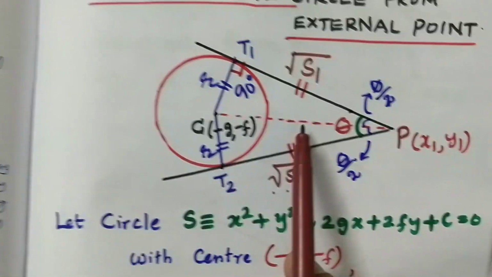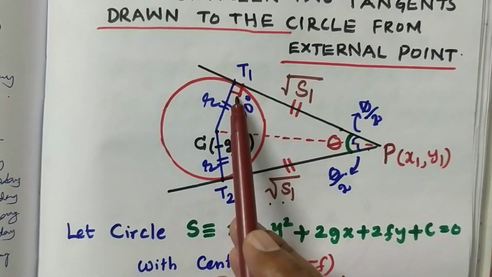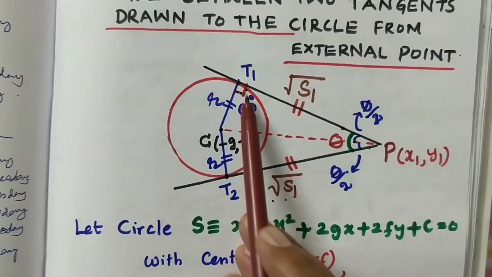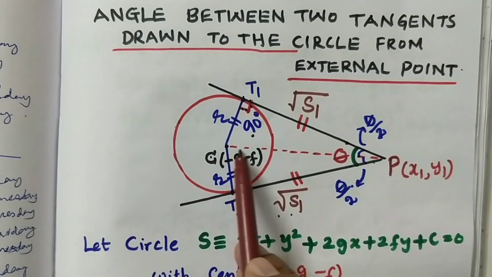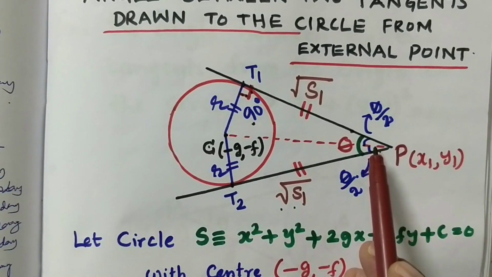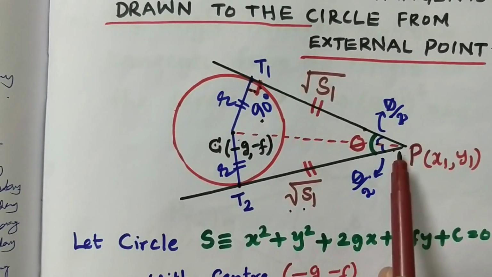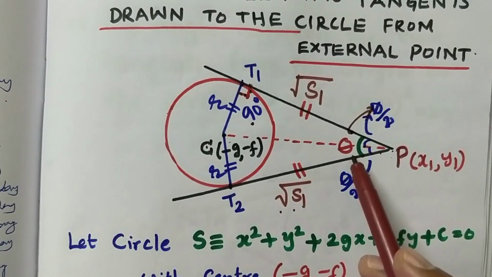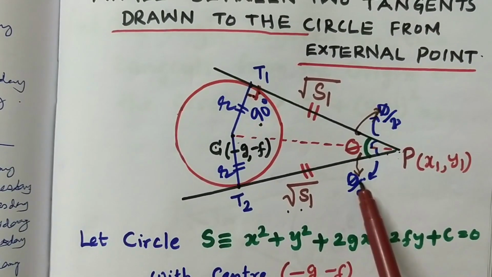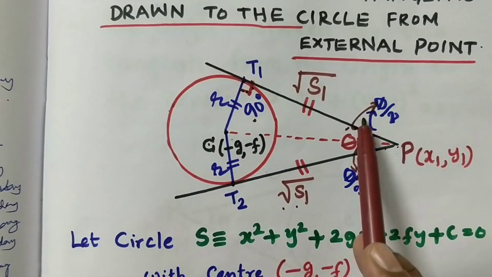Now look here. This PC is my line; I join C and P. Here the angle between the radius and the tangent at the contact point is 90 degrees. So CT1P is a right angled triangle, and you know that CP bisects the angle P. So this part is theta by 2 and this part is also theta by 2. So angle CPT1 is how much? I have taken theta by 2.